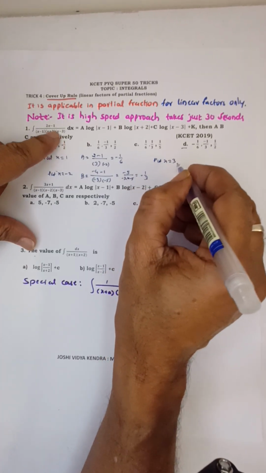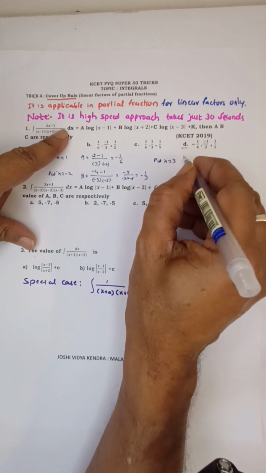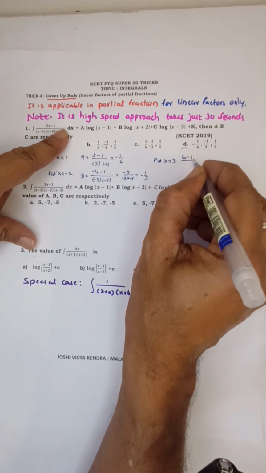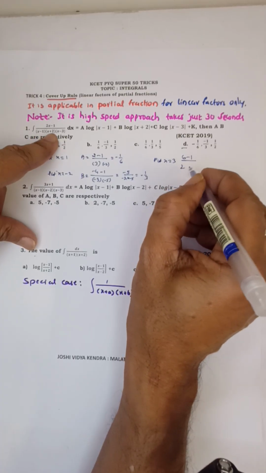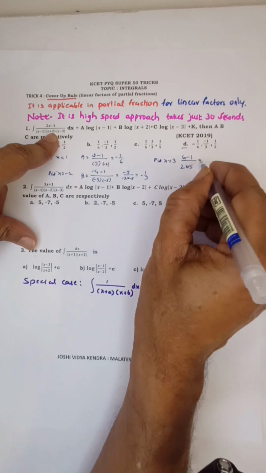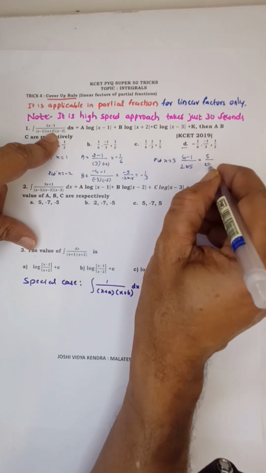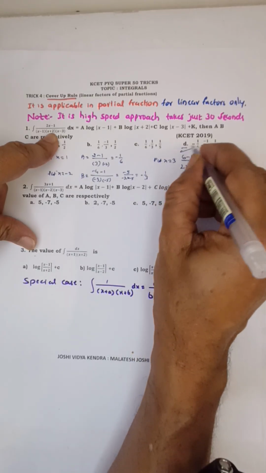When you put x is equal to 3, except this term, again 2 into 3 is 6. 6 minus 1, and here 3 minus 1 is 2, and here 3 plus 2 is 5. Now 6 minus 1 is 5. 2 into 5, 5 cancels, 1 by 2. So option D is the answer.